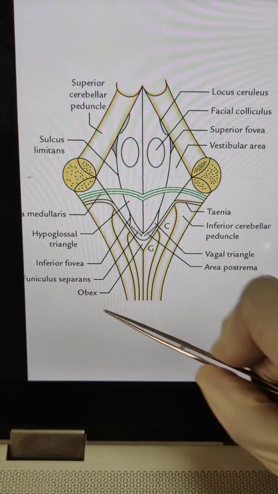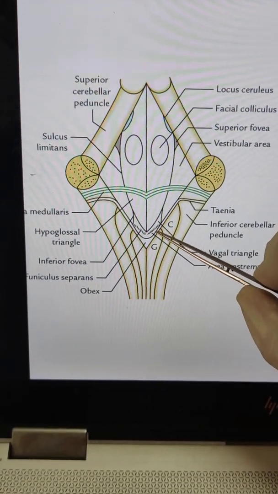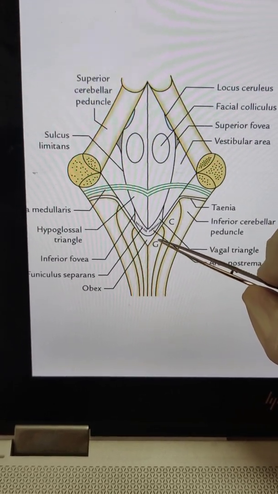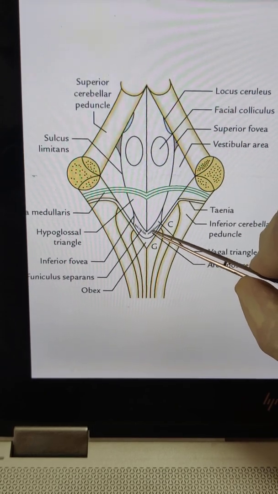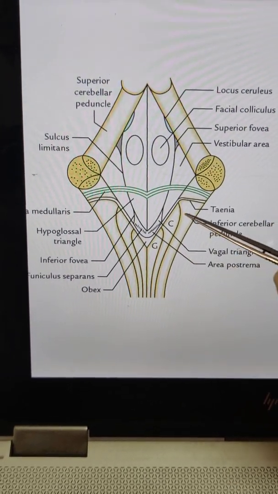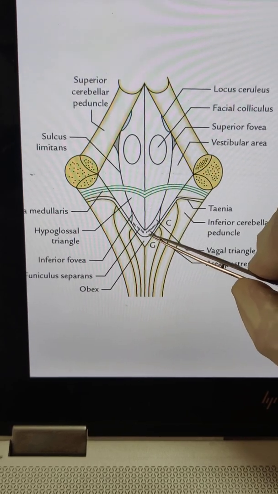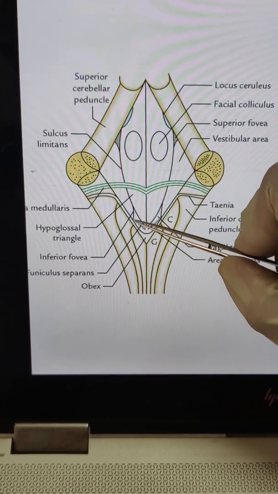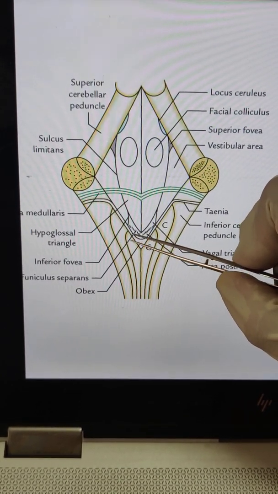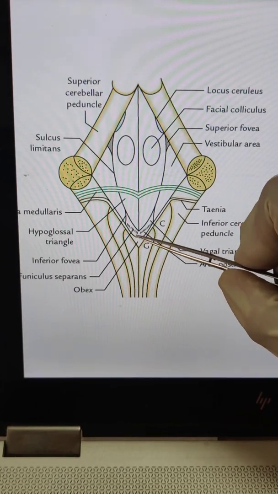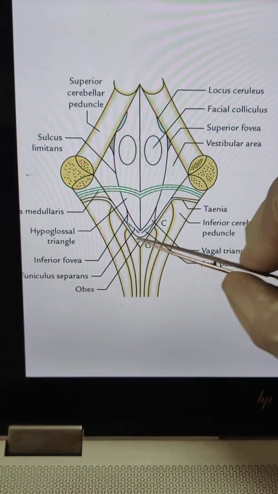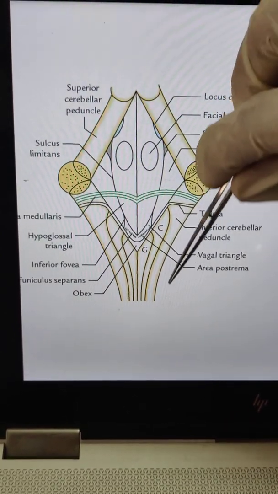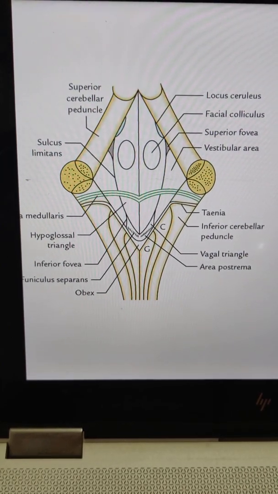Inside the vagal triangle, there is an oblique ridge. This oblique ridge is called the funiculus separans. The area below the funiculus separans and above the gracile tubercle is called the area postrema. And between the two gracile tubercles, below the funiculus separans, there is a portion of the floor of the fourth ventricle. It is the obex, and just deep to the obex, the central canal starts.